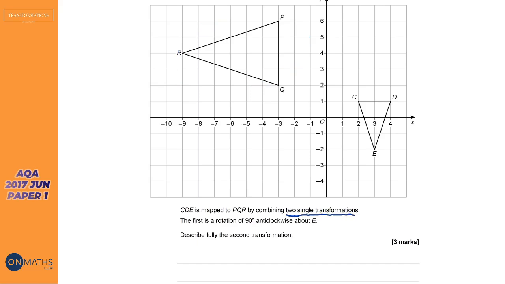The first is a rotation of 90 degrees anti-clockwise about E. Now what that means is that E is the center of rotation. When it says about E, it's saying about that position, and the position of E is where I've just put a little cross. So it's got 90 degrees anti-clockwise. So let's try and draw the shape in as best I can.